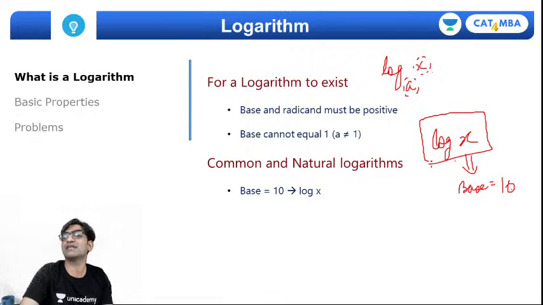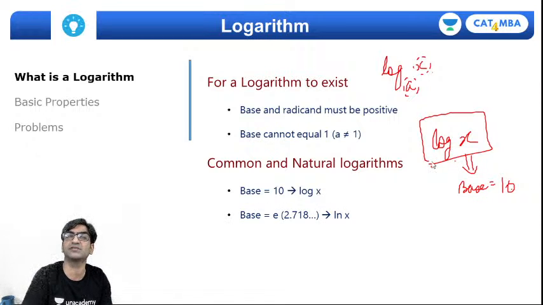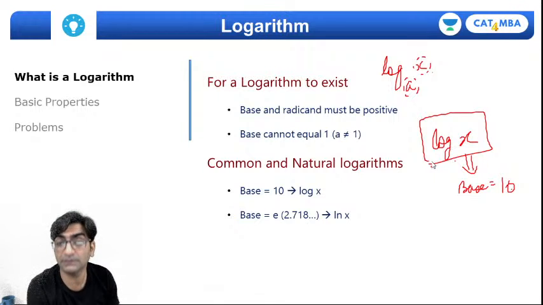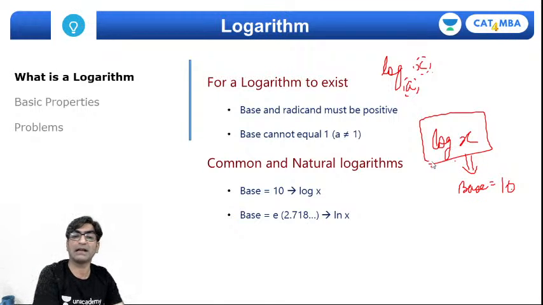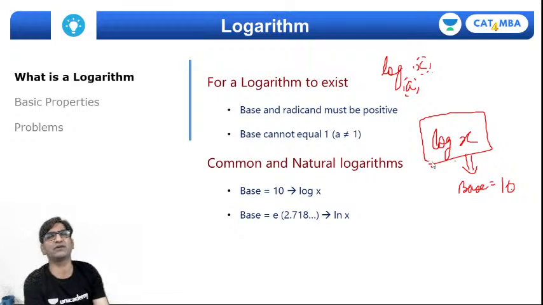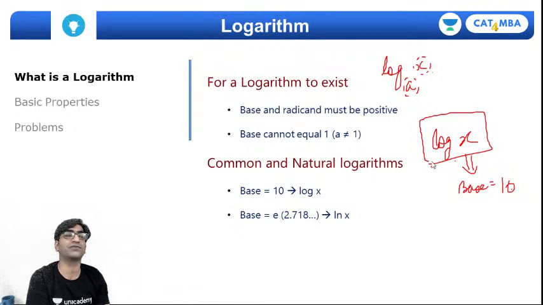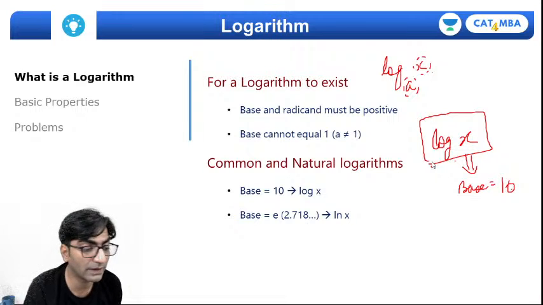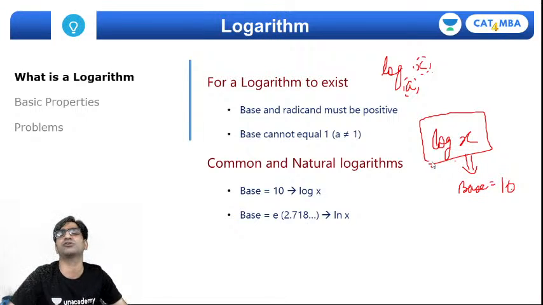Similarly, a natural logarithm is when the base is also fixed, but now it's not 10, it's e. E, the mathematical constant e, which roughly equals 2.718. That's called a logarithm in the base of e is called a natural log, and hence it's written as ln. It stands for natural logarithm, right? So these are the two logarithms that you'll come across more often than not.